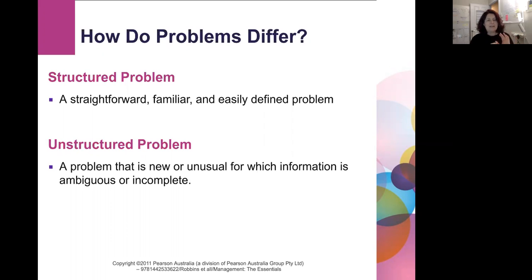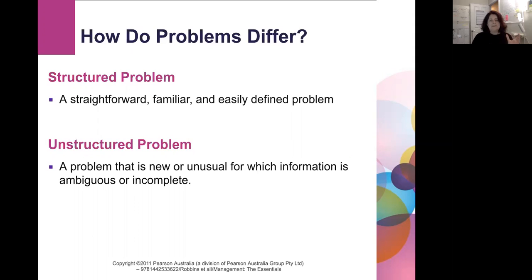And so generally speaking, we can think of problems as falling into one of two categories. We have structured problems, which are ones that are fairly straightforward, and ones that we can easily define and we might have some familiarity with. And then unstructured problems are more ones that are ambiguous, or that perhaps we haven't encountered before, or that crop up from time to time, or where we might have incomplete information as well. And as we go through this, I'm going to give some examples from my time running events and festivals to illustrate some of these concepts.